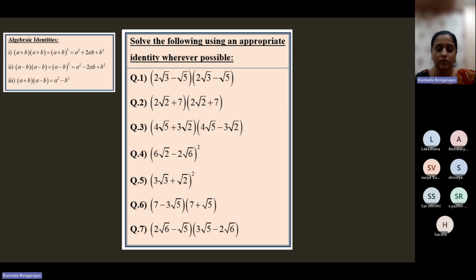Question number 7, you cannot use any identity. So do the regular multiplication. Multiply the first term in the first bracket with the second bracket, and the second term in the first bracket with the second bracket. So for the 7th one, no formula.